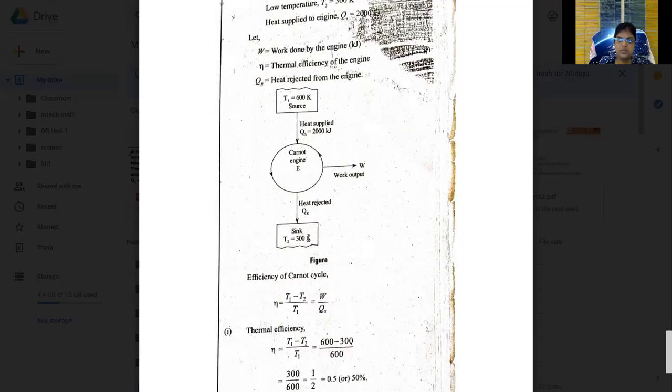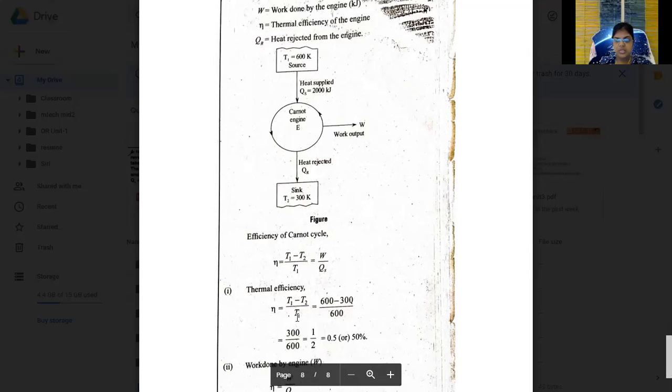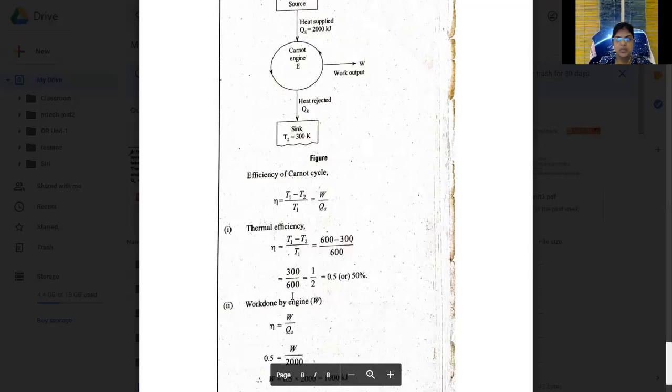Okay, so what is the efficiency of heat engine? Output by input. Here, output is work done, and input is heat supplied, QS. So efficiency is nothing but work done by heat supplied. Actually, W is nothing but QS minus QR, but in the form of temperatures it is T1 minus T2 by heat supplied, it is also T1, according to the thermodynamic temperature scale. Okay, thermal efficiency is T1 minus T2 by T1.